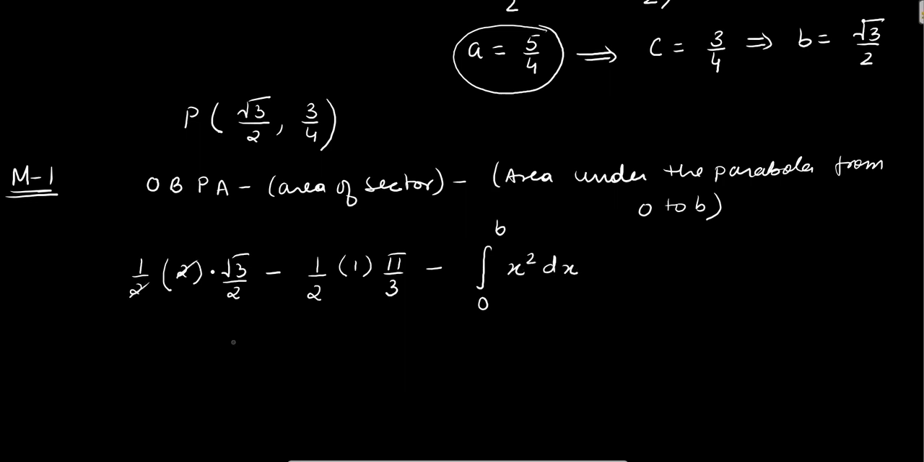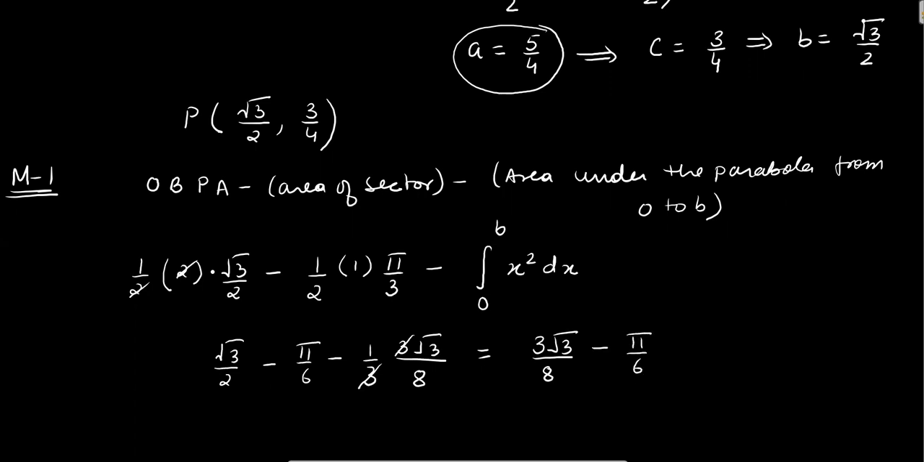So let us complete the calculation part. It is root 3 by 2 minus pi by 6 minus. Now it is x cube by 3. So b cube by 3. But what is b cube? So you can see that b cube is root 3 by 2 whole cube, which is nothing but 3 root 3 upon 8. It turns out to be 3 root 3 by 8. Now we have minus pi by 6.